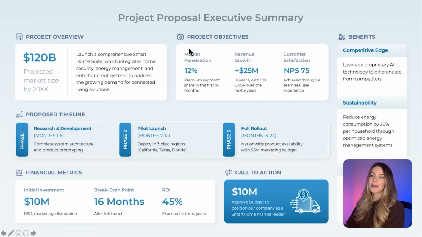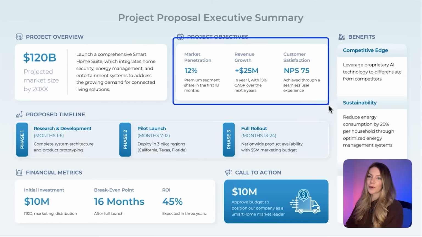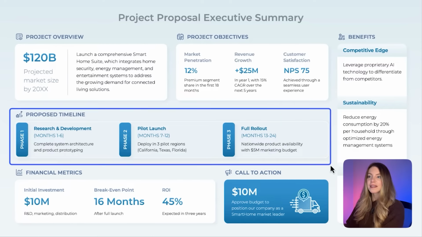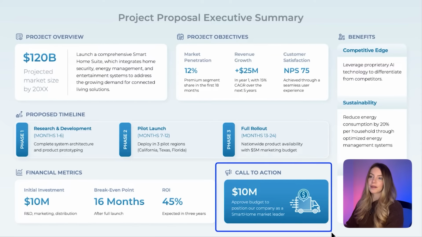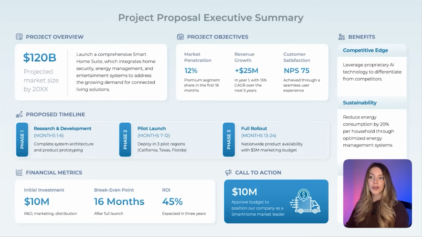So to kick off a new project, the project proposal executive summary shares the new initiative's key objectives, tentative timeline, financial requirements, and expected benefits. Since this document is used to secure approval from stakeholders and decision makers, it's also helpful to have a call to action area to clearly state what the project team needs to get the ball rolling.